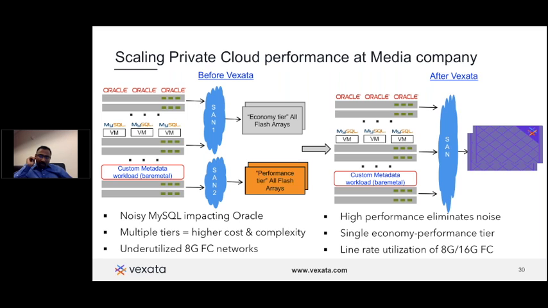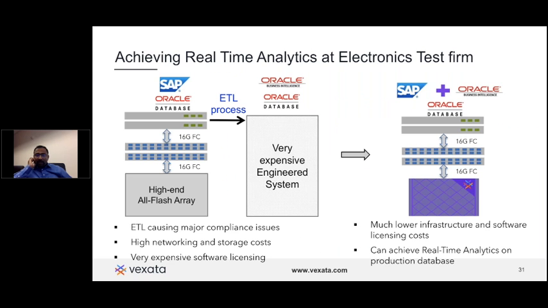And then finally, I'll touch upon HTAP workload. We are pursuing this opportunity at a company that had a pretty difficult problem. Essentially, they had an incumbent all-flash array that they used for a production database, and they were doing ETL processing to move the data out for reporting and analytics into a very expensive engineered system that was running Oracle BI. This whole process was prone to errors, and they had a number of compliance issues that they had to deal with, not to talk about all the networking that they needed and extra storage costs and so on.